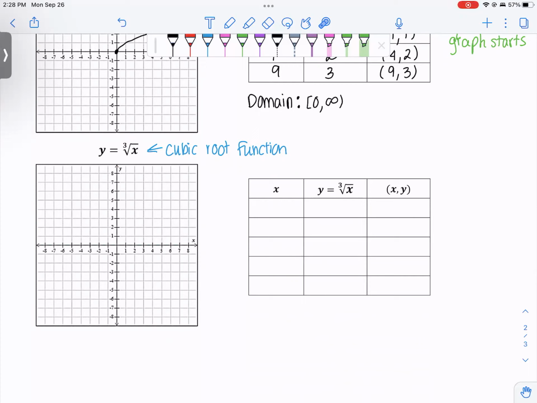Nice property of cubic roots is they don't have a restricted domain like a square root. If you take the cubic root of a negative number, it will just be a negative. So the values we want to choose for x are going to be values that give us a nice cube root. So we want cubed values of x. We can use negative numbers. So if we look at what we want our y values to be, it can be a tiny bit easier.